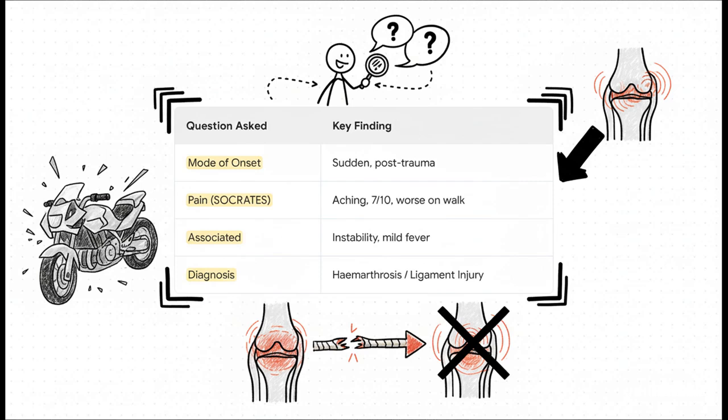Take a classic case. A 25-year-old man comes in with a swollen knee after a fall. So you ask about the onset. It was sudden, happened within hours of a motorbike accident. You use SOCRATES to analyze the pain. It's an aching pain, a 7 out of 10, and it gets worse when he walks. You ask about other symptoms, he says his knee feels unstable, like it gives way. See how that works? In just a few targeted questions, you're already thinking acute post-traumatic hemarthrosis with a likely ligament injury.